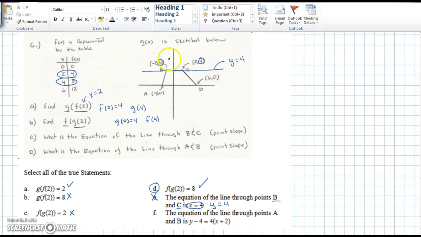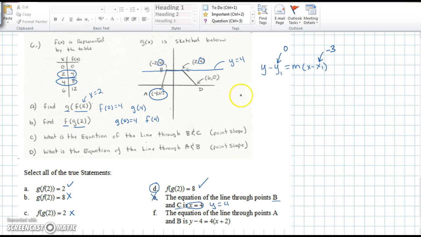So that's not true. And now we need the equation for AB. Since we want line AB, we need the slope and a point. So we can use this point-slope form. I even asked you to do that on the quiz. y minus y1 equals m times x minus x1. Well, I'll use this coordinate right here, which has a y of 0 and an x of negative 3.